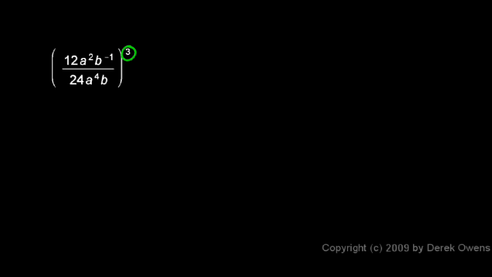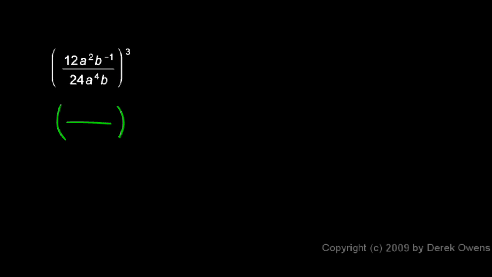I could take this 3 here, this power of 3, and start applying it to everything. I could get 12 cubed, this a squared cubed, b to the negative 1 cubed, and also apply the 3 down here to the 24, and to the a to the 4th cubed, and a b cubed. But it's going to be easier if I simplify all of this stuff first. So we'll do that.